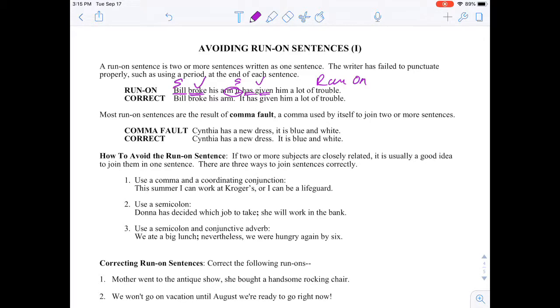What we can do to correct it is simply add a period. Bill broke his arm, period. It has given him a lot of trouble, period. We have 2 sentences, 2 simple sentences.